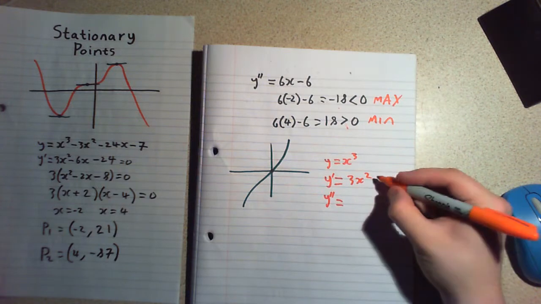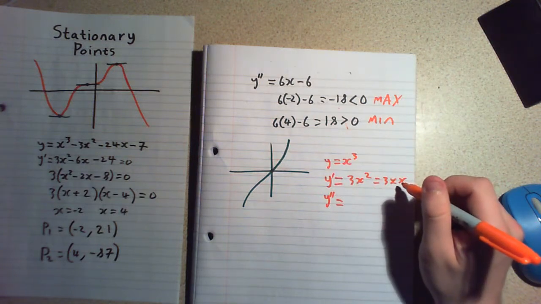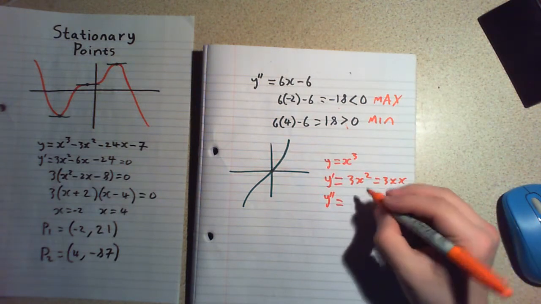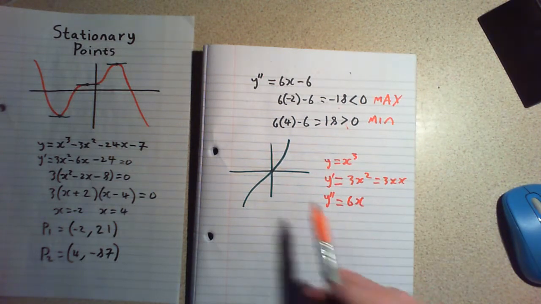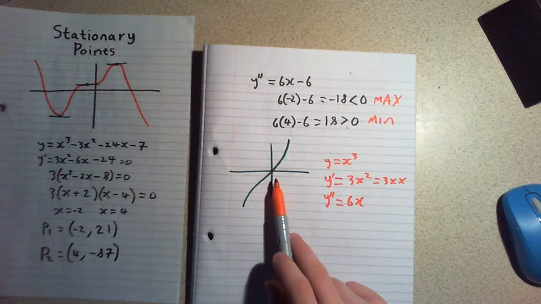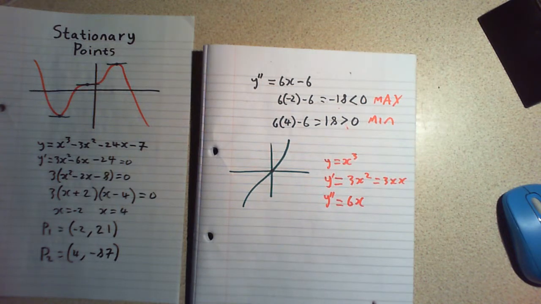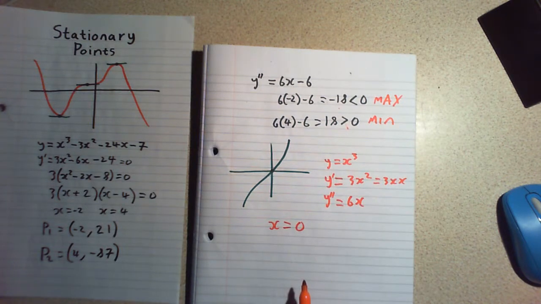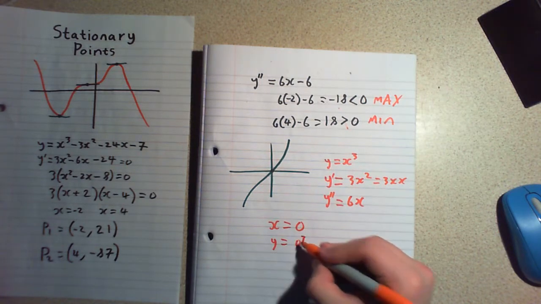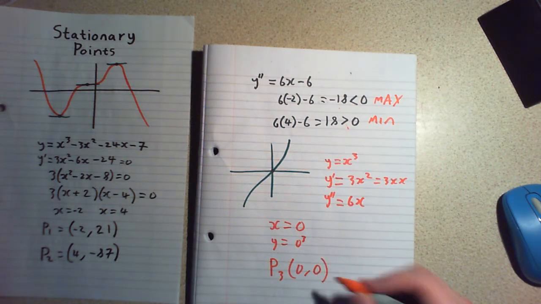Now you can see if you factorise this out, you're just going to get 3x times x, so it can only be 0 when one of them is equal to 0. And for y double prime, this is just 6x. And now at this point, this is going to be 0 here, so we can see that this is 0 at 0. So we can determine that at x equals 0 we have a point, and then we just sub the value back into there for y equals 0 cubed, and you'll find your point for this one. It's just at 0, 0.